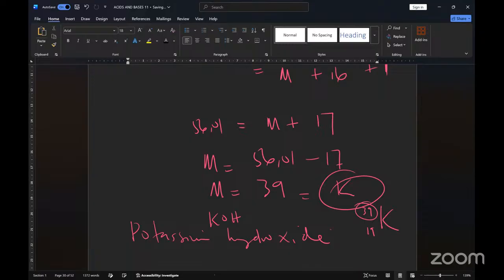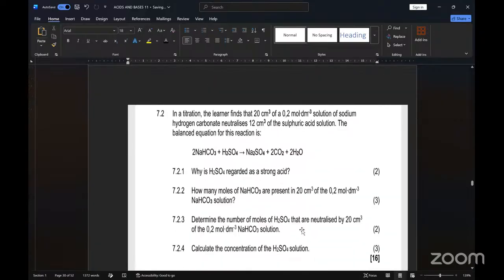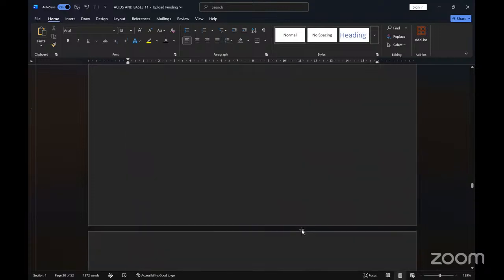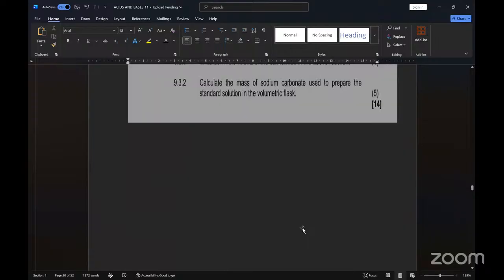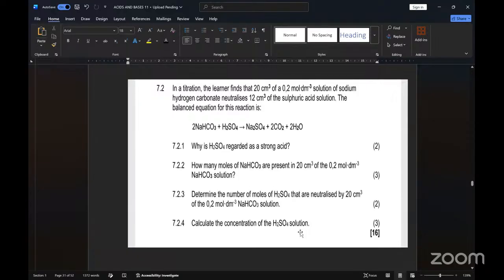Do your calculation. Okay, so let's see whether we can try. Let me see how many more questions I have. Okay, let's continue with this one and see whether we can also add another one. So this is another past question. It says that in a titration, the learner finds that 20 centimeters cube of this solution of sodium hydrogen carbonate neutralizes 12 centimeters cube of the sulfuric acid. The balanced equation is this.